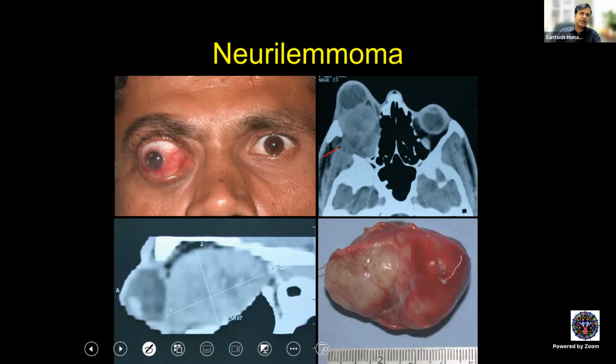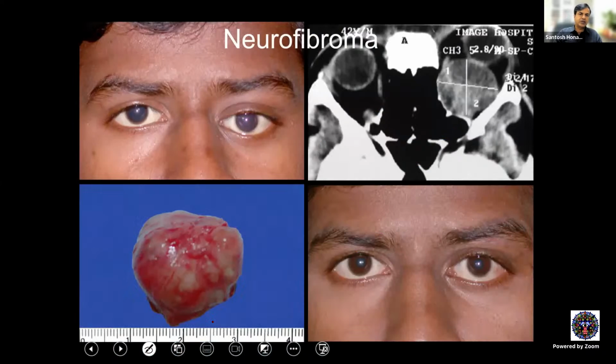Somebody had done an attempted lateral orbitotomy but could not excise it completely. Now, this is actually an inferior orbital, infraorbital nerve neurolemoma. You can see the nerve that is excised. That's the normal thickness of the nerve, and that particular aspect of the nerve is thickened, right? So this is the nerve that is affected, and the tumor has to be excised along with the nerve.